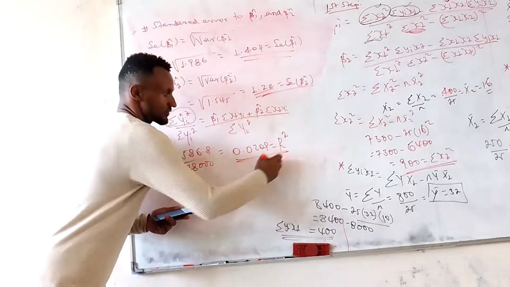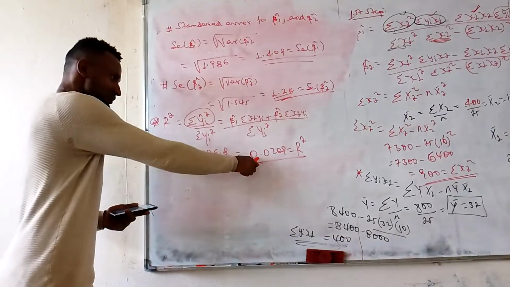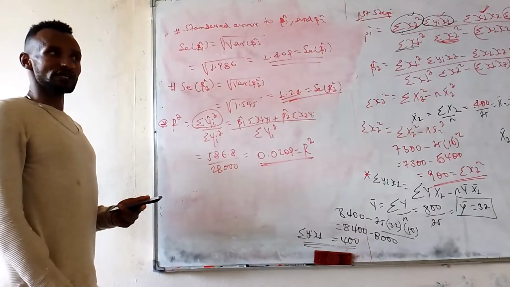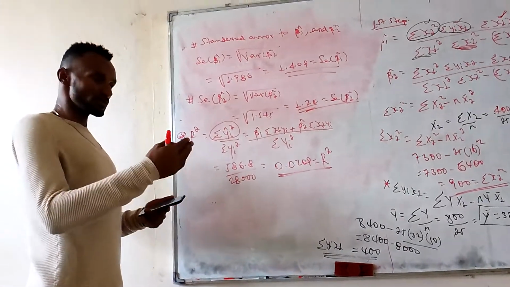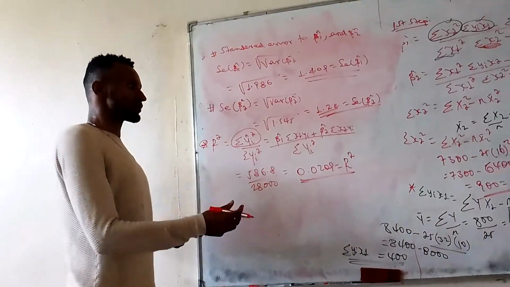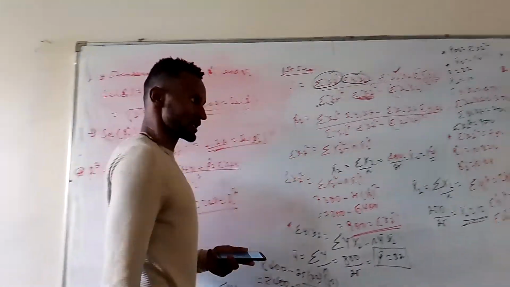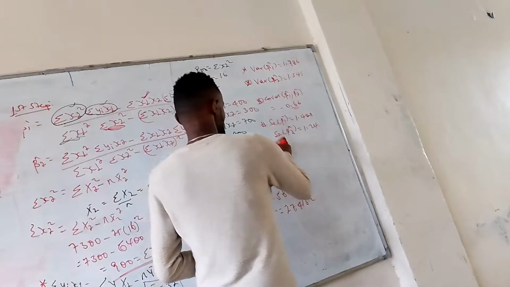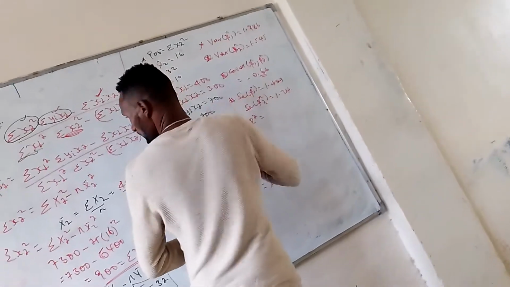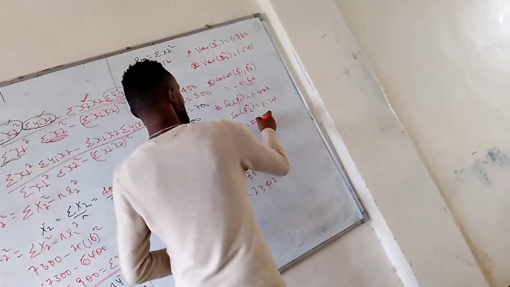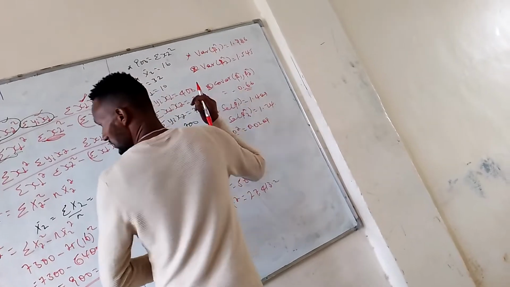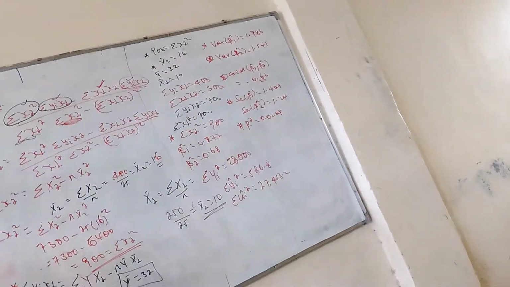This is the full response for the question we are asking, computing the coefficient of determination. So let me document this again here. R square is equal to 0.0209. This is our R square value.